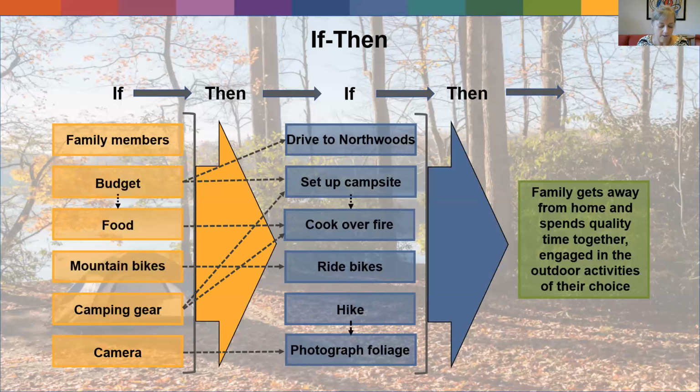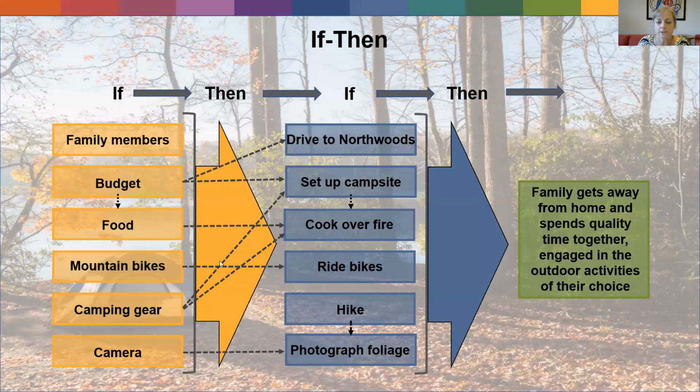And here are additional detailed relationships and dependencies. For example, if we have a budget, we can buy food. We can also buy gas to drive to the North Woods, and we can also pay for the campsite when we get there. Also, if we have food, then we can cook over the fire. And if we have the camping gear, then we are able to set up the campsite and we have the tools we need to cook over the fire.